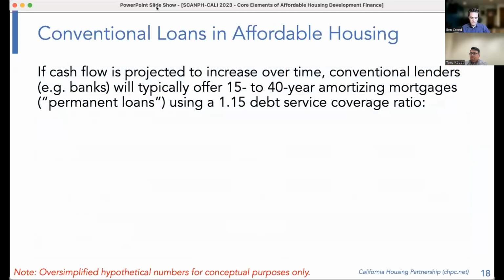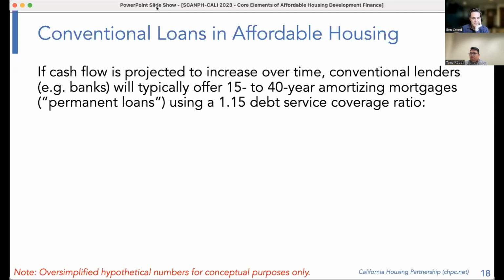These are pretty conventional loans. The banks and the lenders, the loan officers, they need to understand affordable housing. But all of the big banks and a lot of medium-sized banks and some community development financial institutions, essentially nonprofit banks, a lot of them do understand affordable housing. And the mechanics of these loans at the core are really the same thing as a home loan to a household. 15 to 40-year terms. These mortgages are called permanent loans in affordable housing.